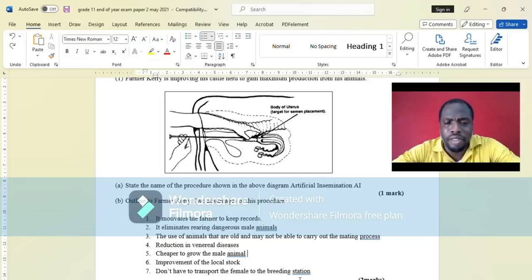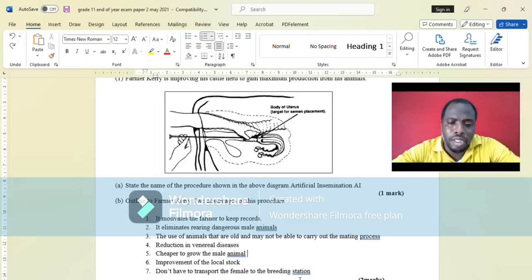Other things that you can think about is the fact that we can store the sperm in liquid nitrogen for a good period of time. And so we can have it indefinitely to utilize in our breeding program. It makes better use of the sperm after it is collected.